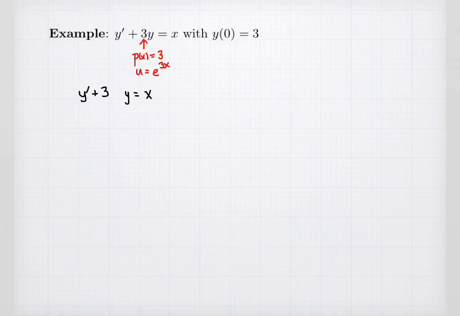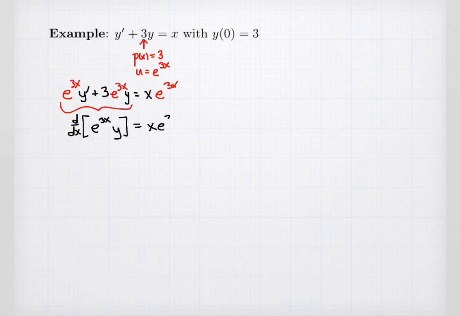So let's put in the integrating factor e to the 3x on every part. And just as before, the left-hand side is in the form of a product rule. It's the derivative of our integrating factor, e to the 3x, times our unknown function we're finding, y, and that's equal to x e to the 3x.